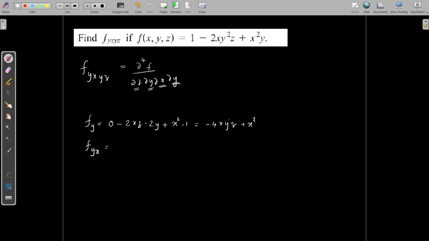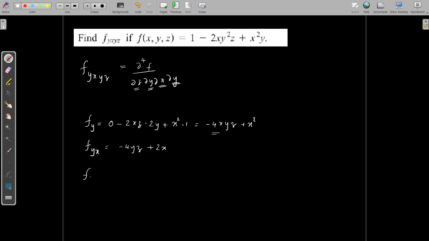So differentiate this expression with respect to x by taking y and z as constant. So minus 4yz is constant. The derivative of x is 1. So that is the first derivative of the first term, and the derivative of the second term is 2x. Okay, so this will give fyz.